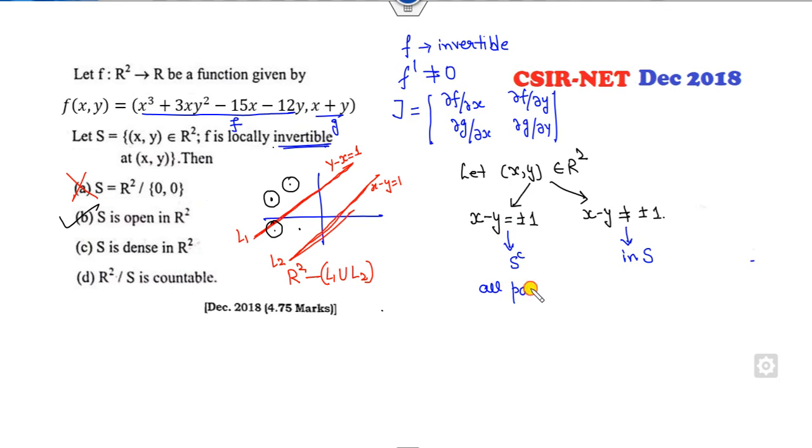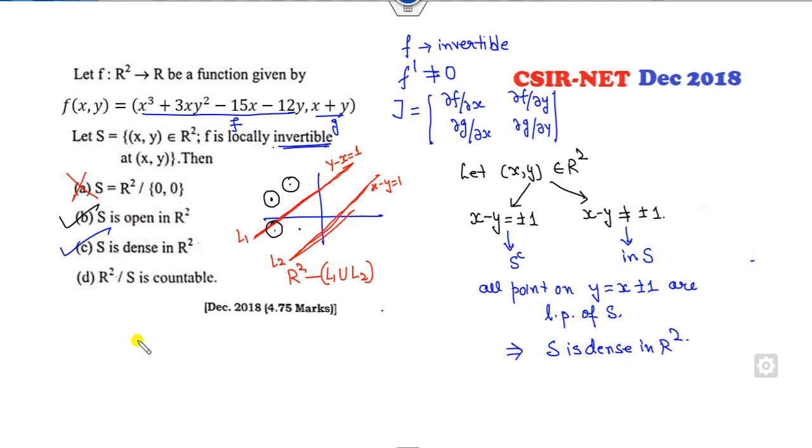All the points on the lines y equals x plus or minus 1 are nothing but limit points of S. So what is the definition of dense? It means S is dense in R2.